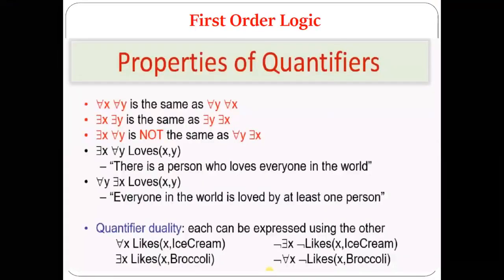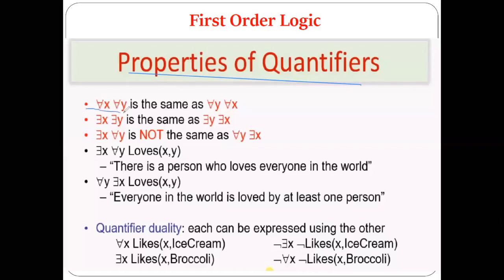Now let's see the next point in first order logic, that is the properties of the quantifiers. Which are the two quantifiers we have discussed? The universal quantifier and the existential quantifier. Quantifiers are special symbols utilized in first order logic to represent knowledge. Now these are some common properties of the quantifiers we have here.